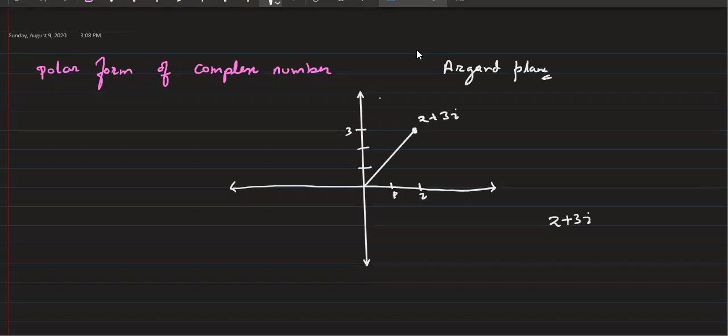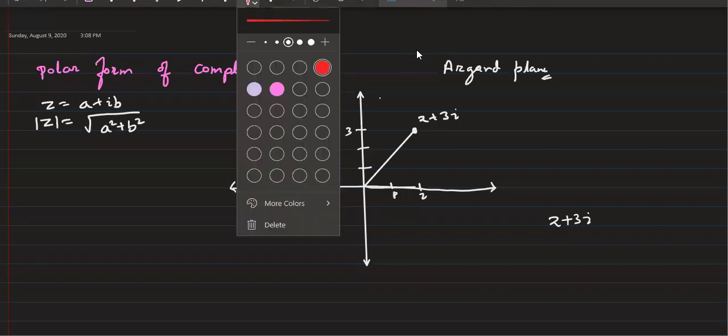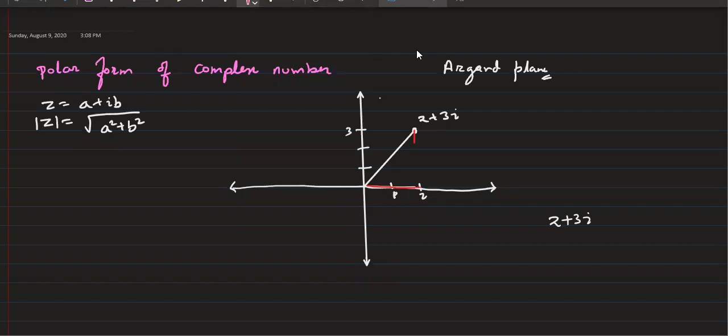Now we know that in Argand plane, this length of the hypotenuse is your modulus of complex number. So mod of z, where z is equal to a plus ib, is given by root of a square plus b square, because it is nothing but the hypotenuse of this right angle triangle. Got it?